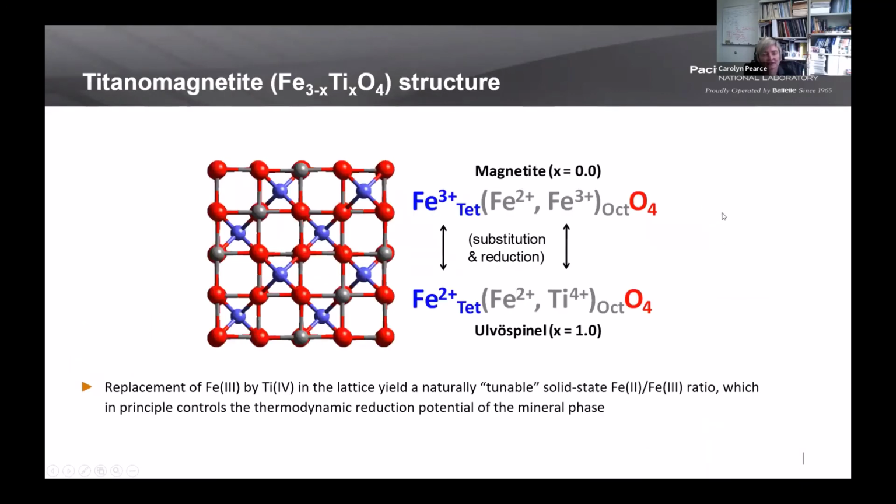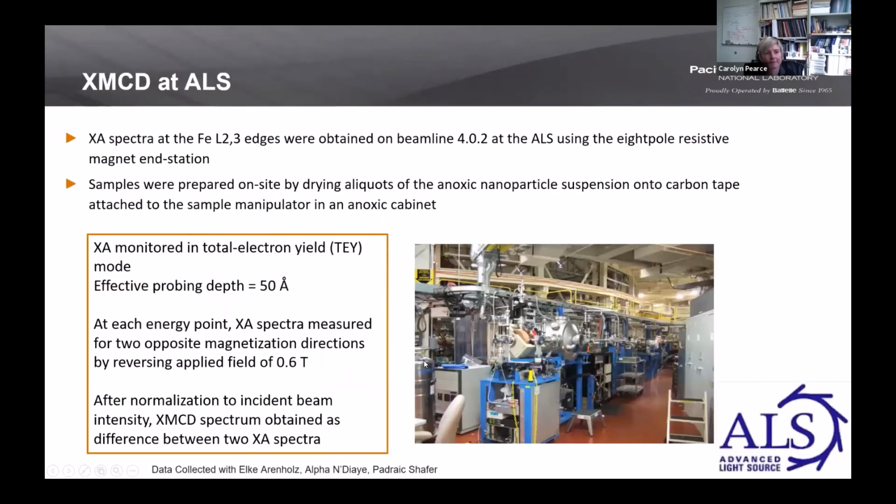Titanium magnetite, apologies, has an interesting structure because once you dope in titanium 4+, you need to reduce some of the iron for charge balance. So the doping of the titanium really allows you to control the solid state iron 2+/3+ ratio, which should in principle control the thermodynamic reduction potential of the mineral.